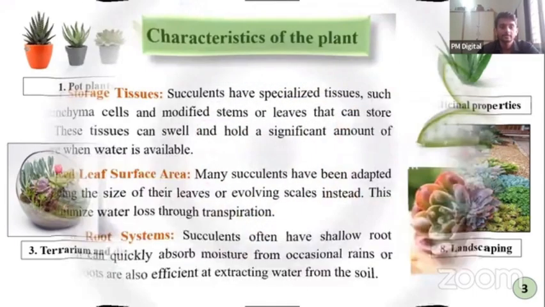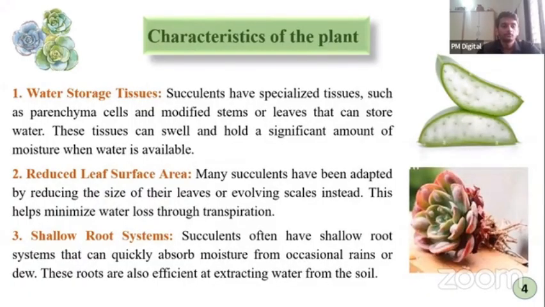Now coming to the characteristics of the plant. First one is water storage tissue. As you see, this aloe vera plant has an ability to store water. This tissue is basically a modification of parenchyma cells or a modification of stem as well as leaves. It has an ability to store water. This tissue can swell and hold a significant amount of moisture when water is available.